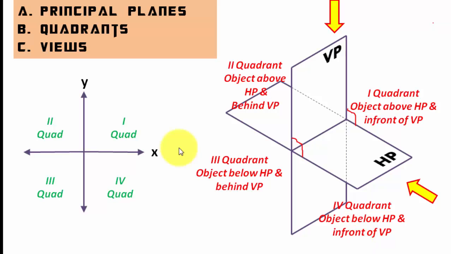Now guys, let us see what views mean. If you try to look at an object from here, you're gonna have a view over here. So this is basically the plane on which you would be getting the front view. Similarly, when you look at any object from the top, you're gonna have a top view, but that particular top view is going to be seen here in this horizontal plane. Hence, for obtaining the front view, we have a vertical plane, and for obtaining the top view, we have a horizontal plane.